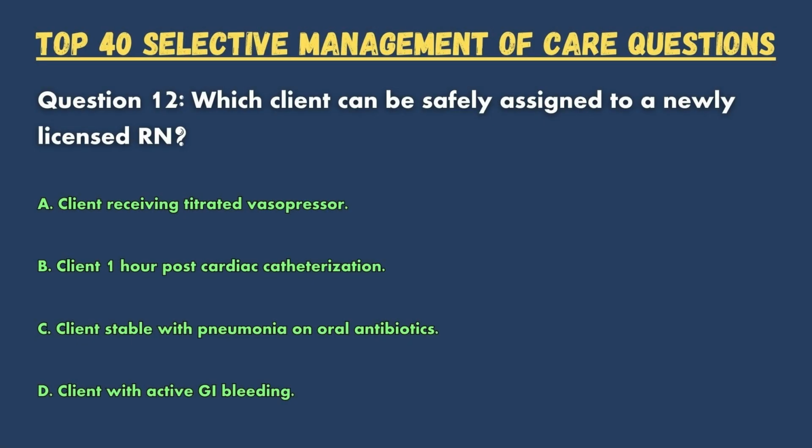Question 12. Which client can be safely assigned to a newly licensed RN? A. Client receiving titrated vasopressor. B. Client 1 hour post-cardiac catheterization. C. Client stable with pneumonia on oral antibiotics. D. Client with active GI bleeding.